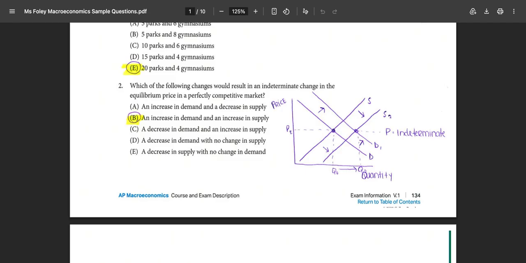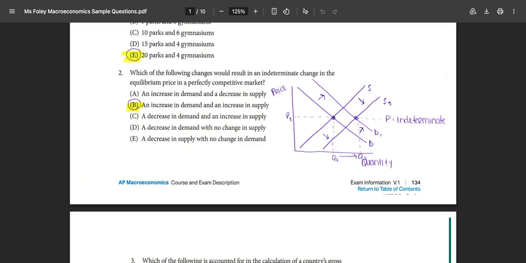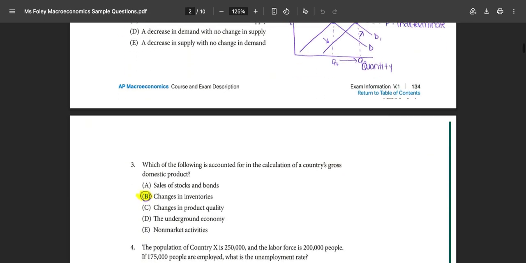So letter B, that is price is indeterminate in that situation. That is the correct answer. The other answer choices either both move price up or both move price down.